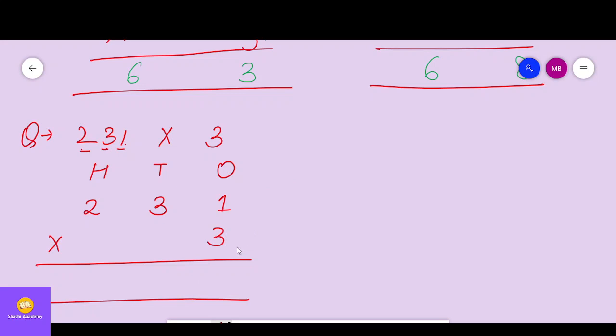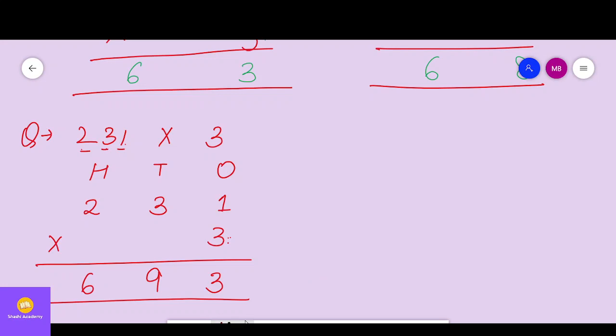Then you have to multiply the second row with the first row. In the second row there is only one digit, that is 3. You have to multiply 3 with the first row and you have to cover each and every digit in the first row. So we will multiply 3 and 1 first. 3 ones are 3, 3 threes are 9, 3 twos are 6. So we get our answer as 693.